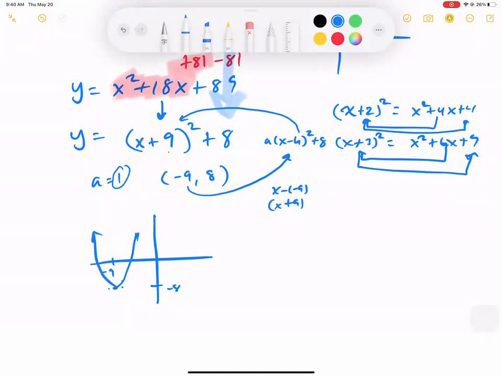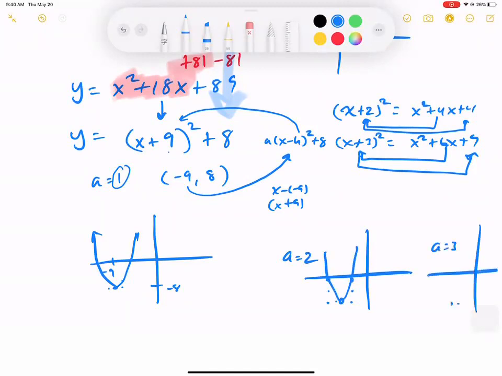Now, just as a side note, if my a value was 2, one space over would mean 2 spaces up. And this graph would be more narrow. If a is equal to 3, one space over would mean 1, 2, 3 spaces up. So it's an easy way for us to graph these parabolas using this simple rule.